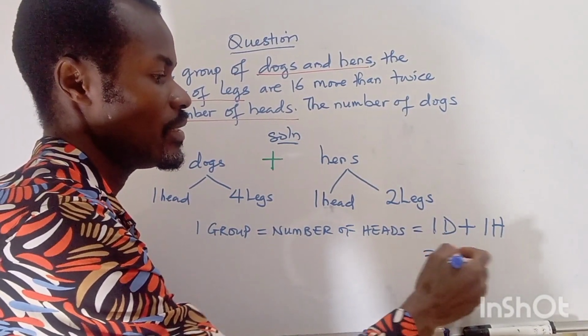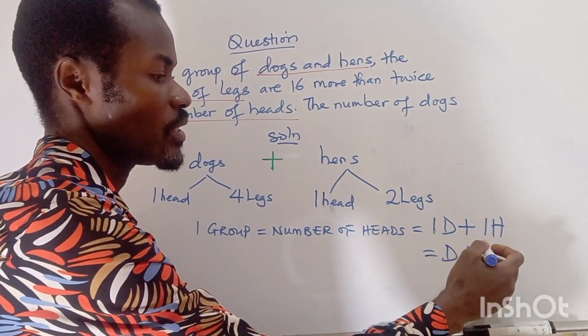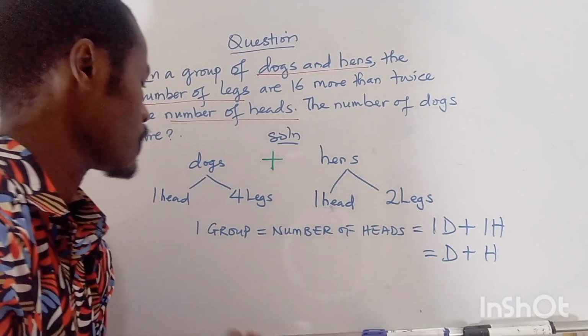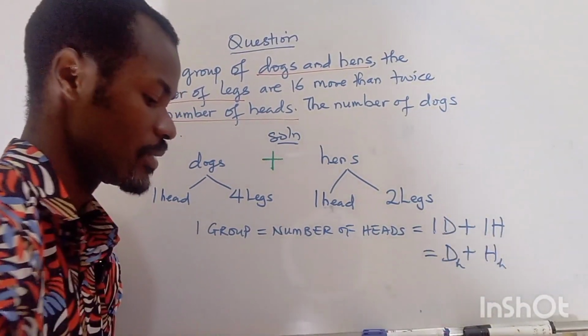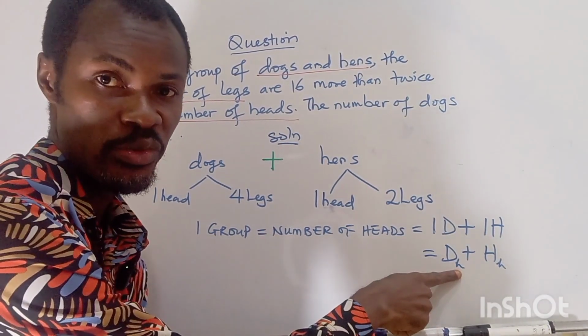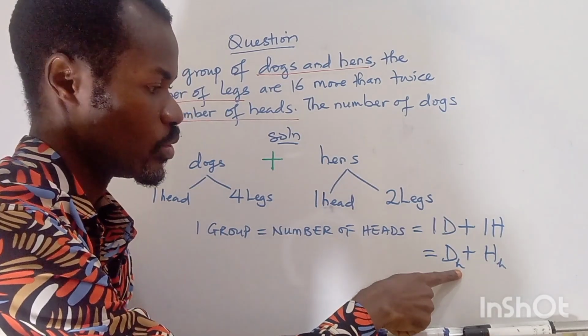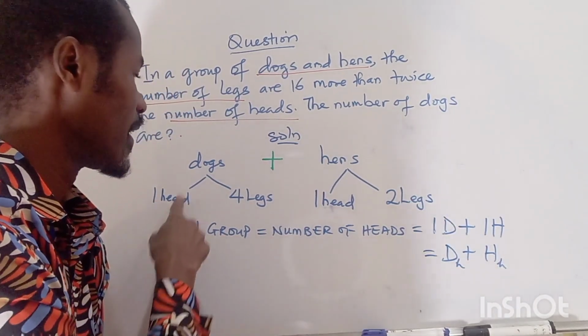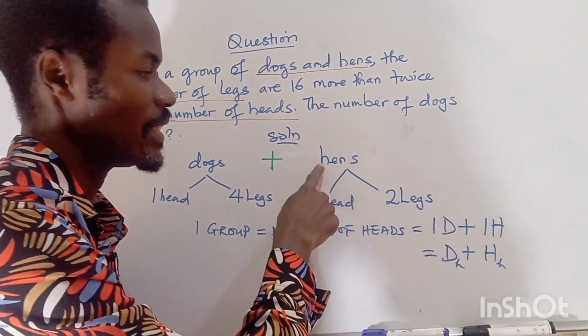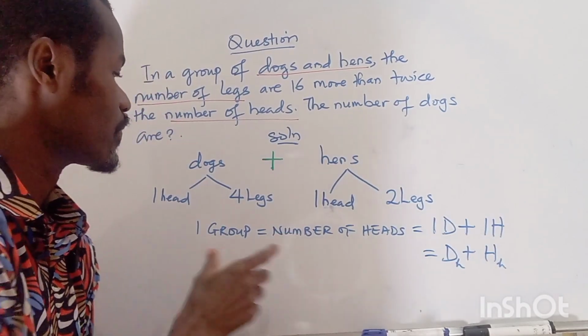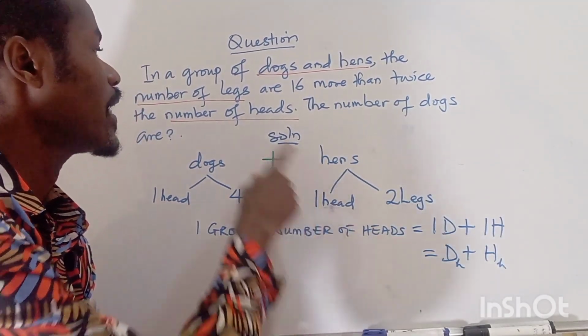Now, 1D plus 1H, we can still refer to it as 1 times D is D plus 1 times H is H. Now we're dealing with heads, so let's use small h to represent head. So we have one head of a dog and one head of the hen. That's for the number of heads.